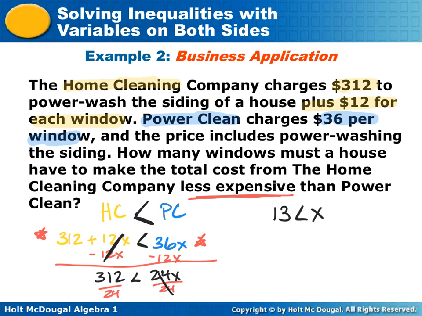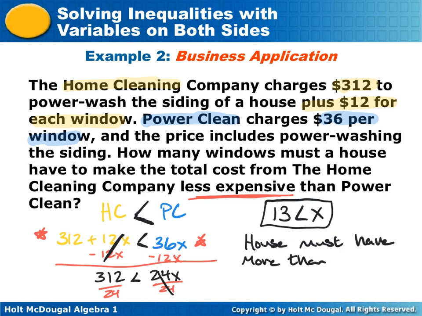However, how was our question asked to us? Through a word problem. So your answer generally has to come as a sentence. So now you've got to figure out, okay? So it says, how many windows must a house have to make the total cost from the home cleaning company less expensive? Well, you've got 13 is less than x. That means the house must have more than 13 windows.